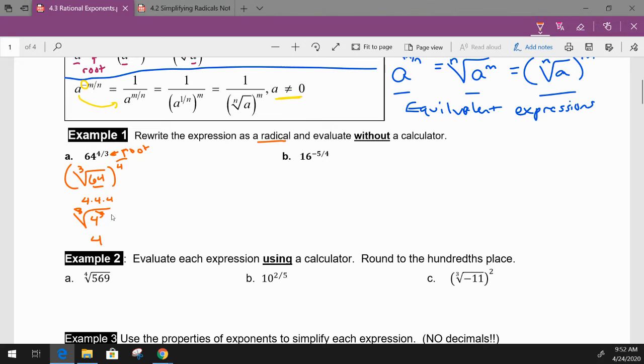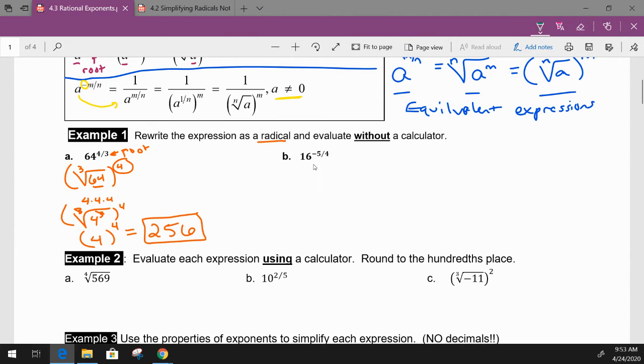But then don't forget we have this fourth power on the outside. So technically we had that fourth power out there the whole time. When you take 4 to the fourth power, you get your simplified value of 256. Okay, so that's just one example.